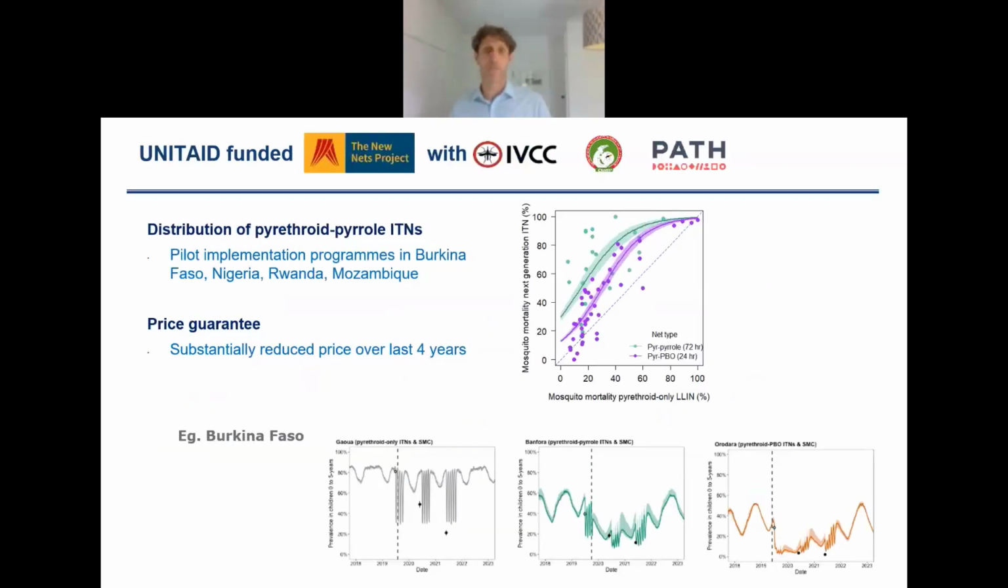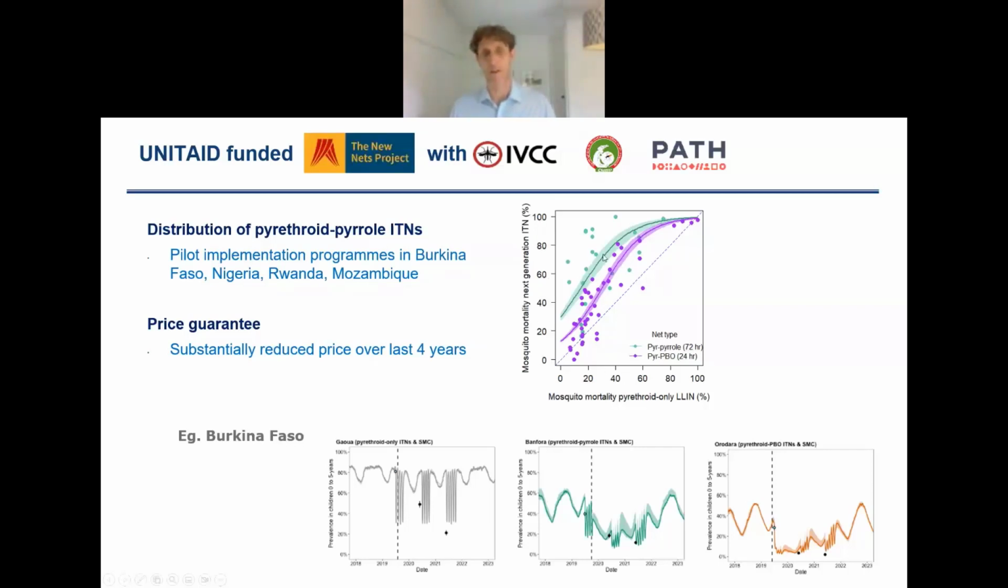So a recently funded project, the UNITAID funded project, is looking at a new type of insecticide treated net with two types of insecticide on. Here you have the pyrethroid, but also another insecticide called a pyrrole. And so you've got two insecticides to kill mosquitoes here. The New Nets project did pilot implementation programs in lots of different countries, Burkina Faso, Nigeria, Rwanda, and Mozambique. And what we did is we collected all the entomological data we could get from different sites, different experimental trials across the world. And you can see here the mortality on a pyrethroid only net and the mortality in the next generation net.